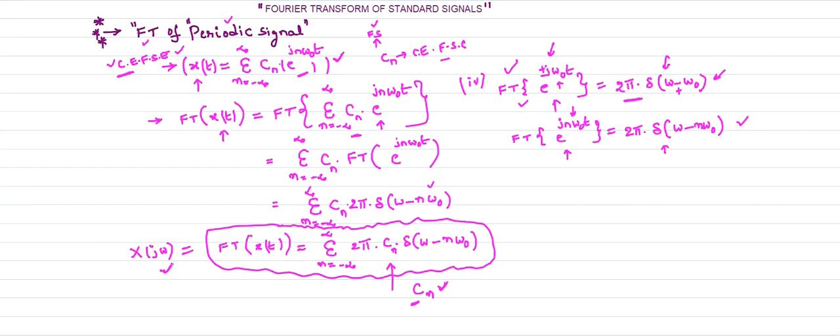Now you just observe this. I want to draw the plot of this x of j omega with respect to omega. There is one important conclusion from the plot. First you just observe the result and remember it. The result is that the Fourier transform of x of t is equal to x of j omega, where x of t is a periodic signal.